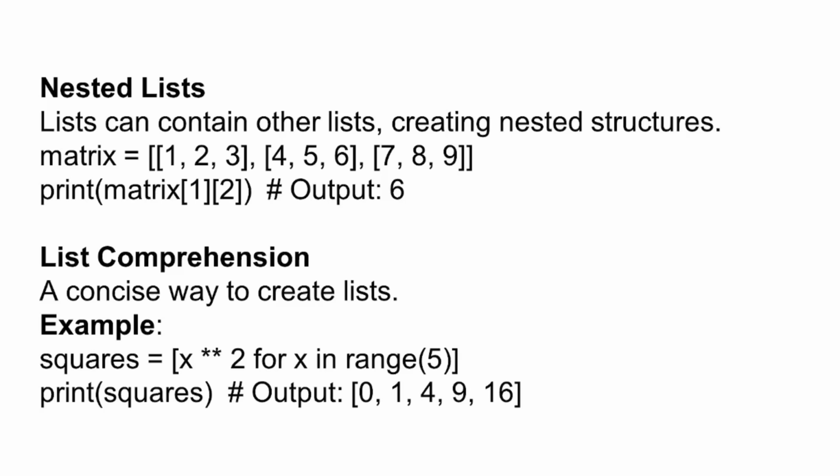List comprehension: a concise way to create a list. Example: squares equals x to the power of 2 for x in range 5. Exponent. Print squares, output 0, 1, 4, 9, 16, and so on.